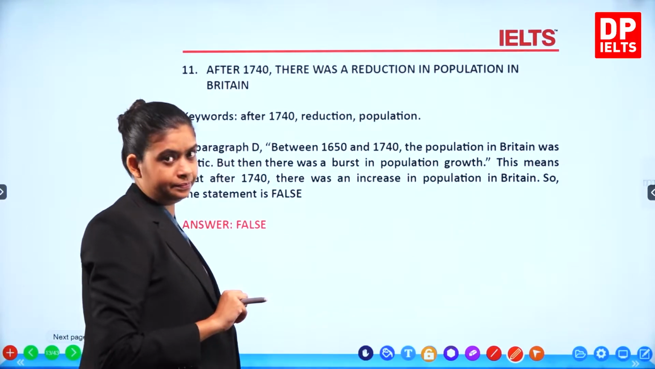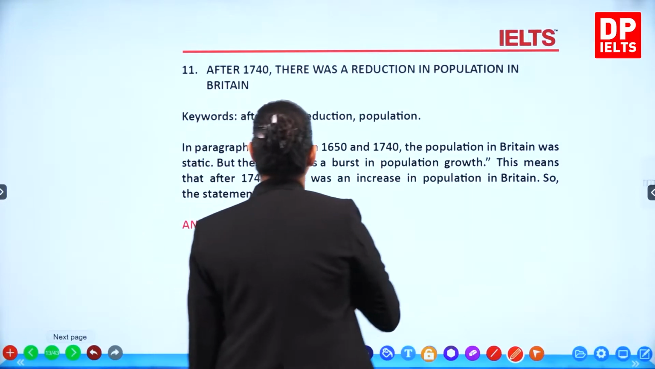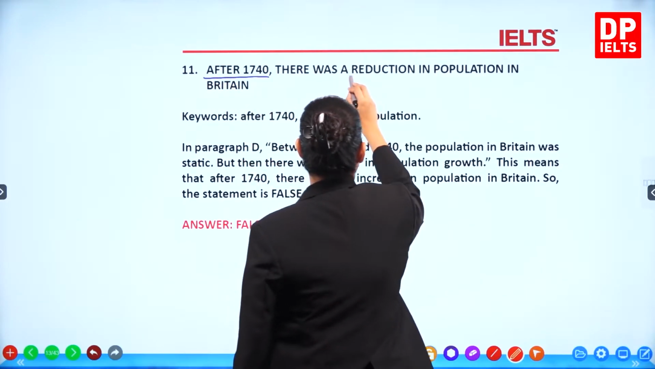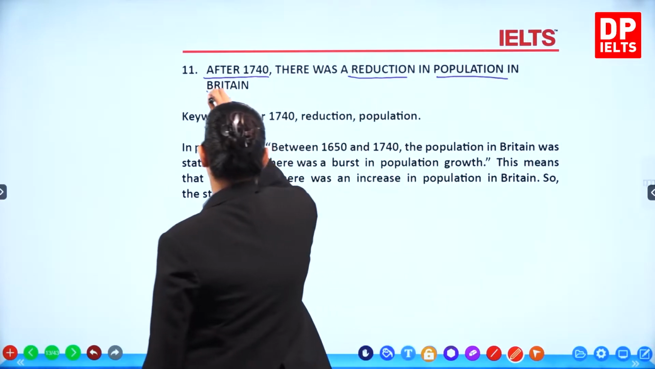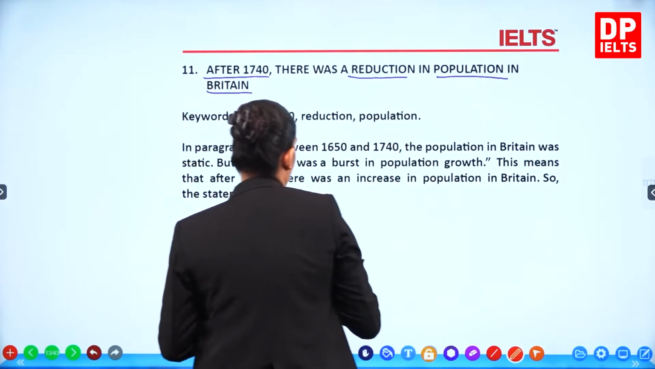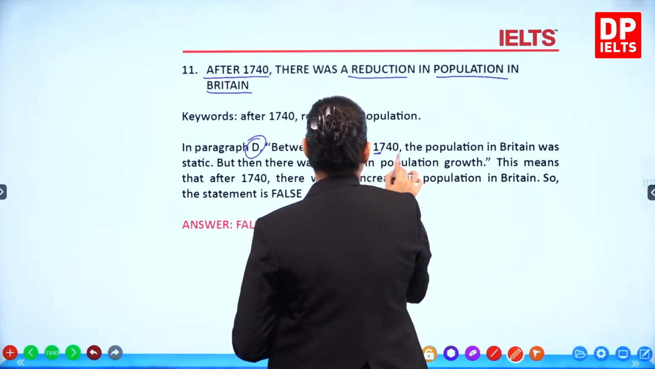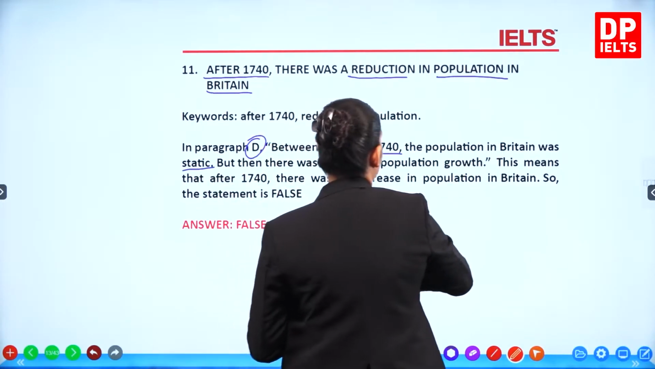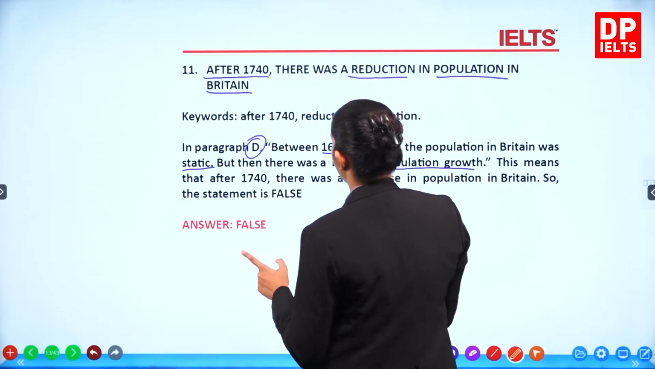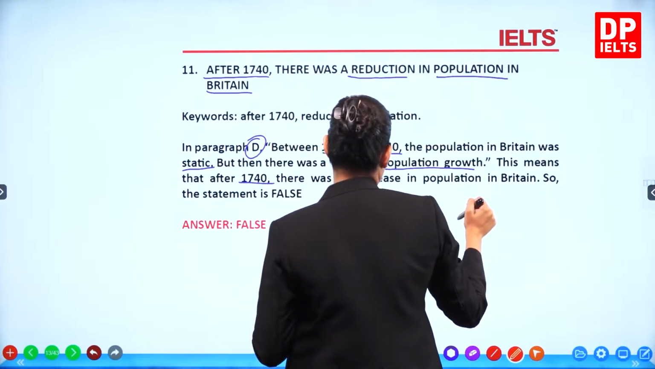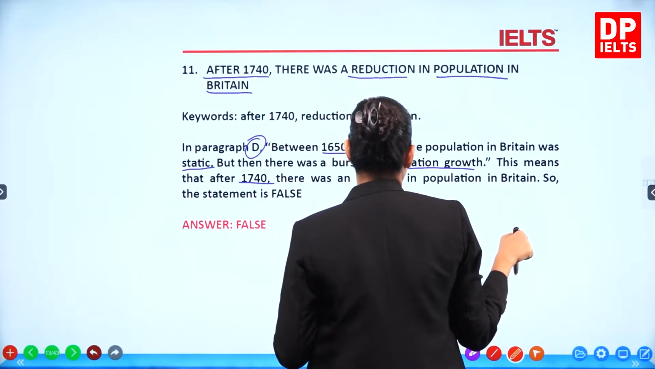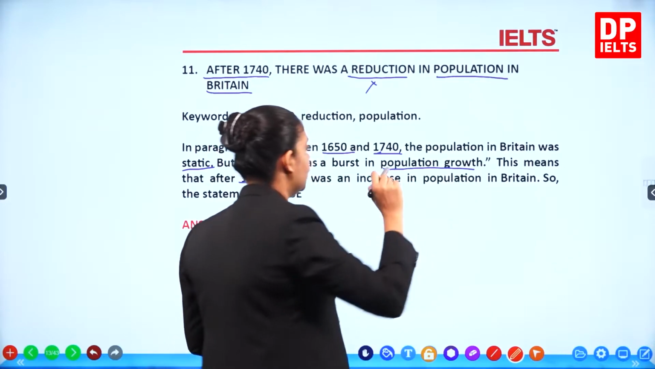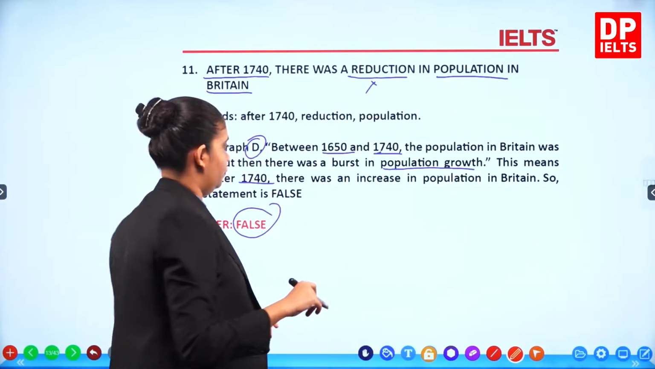Question number 11. After 1740, there was a reduction in the population in Britain. So after 1740, reduction population in Britain. Go to para D and C. Between 1650 and 1740, the population in Britain was static, but then there was a burst in population growth. This means after 1740, there was an increase in the growth of the population in Britain, right? So after 1740, there was a reduction. Wrong. It is false because there was a clear growth. Burst means there was a growth.